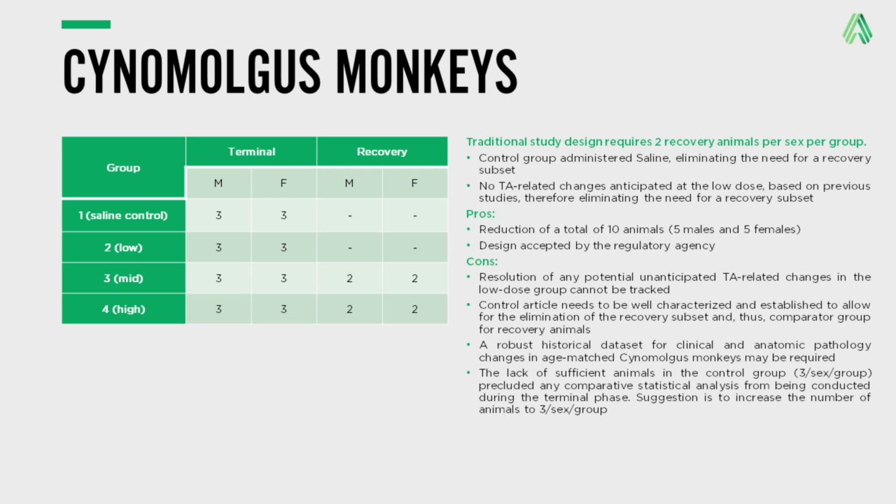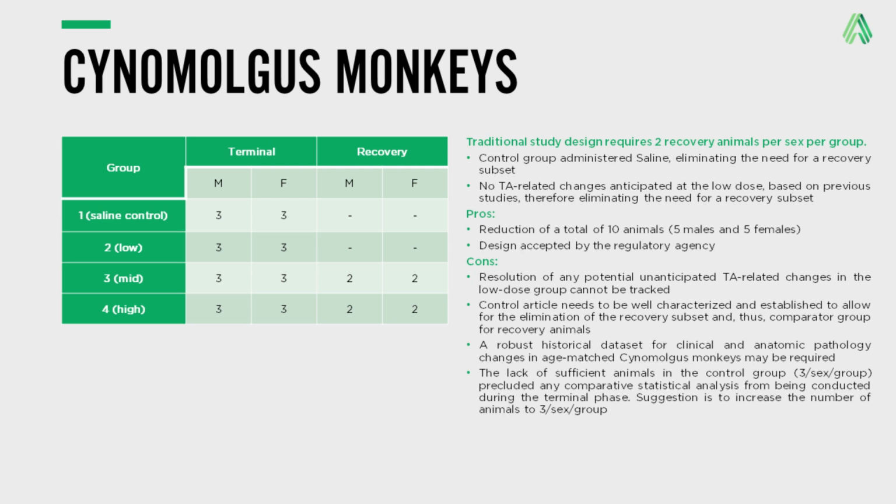In the particular study that I'm using as an example, the control group animals were administered saline. Because saline is so well defined and characterized, there is no need to continue evaluating the animals throughout the recovery period because there's nothing that they would be recovering from. In addition, in this particular case, the test article was very well characterized, and we knew that at the lower dose level, we did not anticipate any test article related findings based on all of the previous studies that we have done. Therefore, again, there was no need to have a recovery subset.